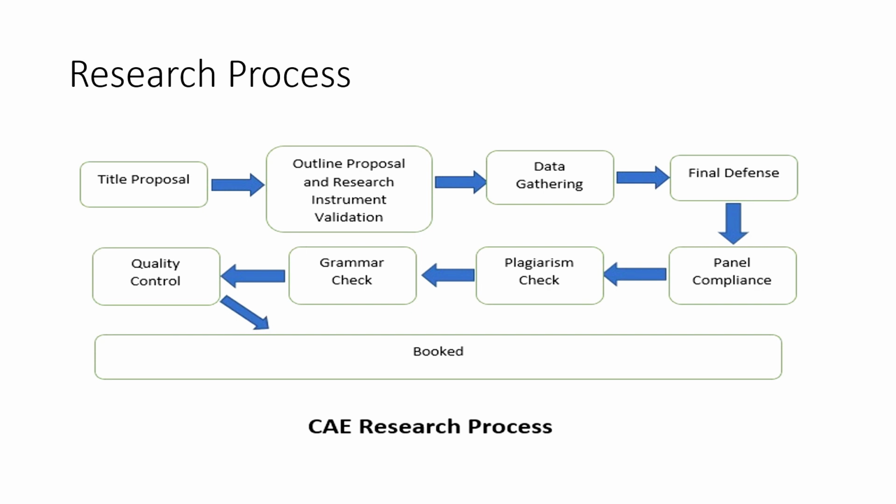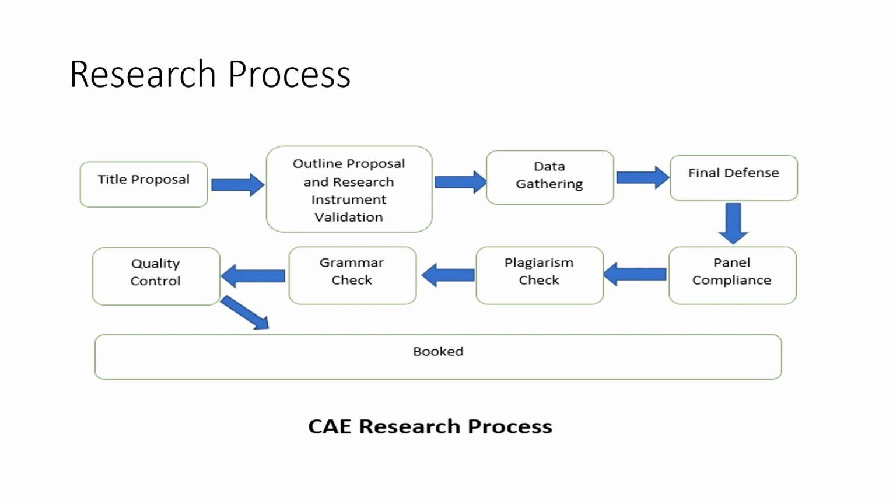After the RC approves the title, you can now write your outline proposal. Your outline proposal should be submitted through a Google link, including your research instrument for validation. The RC will transmit your outline paper to the panelist, then your panelist will schedule your outline defense.